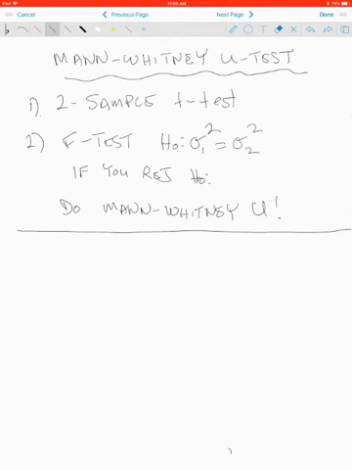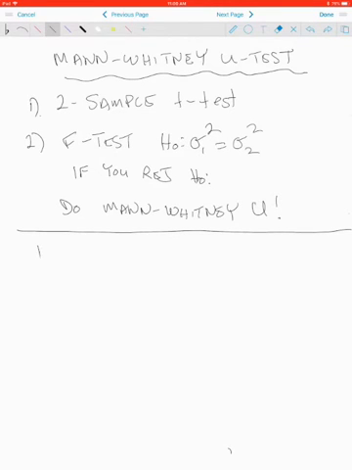You've got this raw data on measurements, and you do an F-test, and you find out the variances are different. The variance of one group is different from the other. And you can't find any transformation of the data that makes the variances similar. They're still different. Then you're going to do a Mann-Whitney U test.